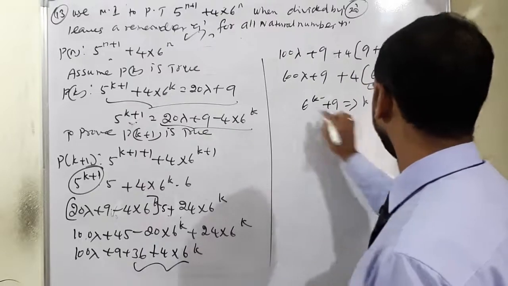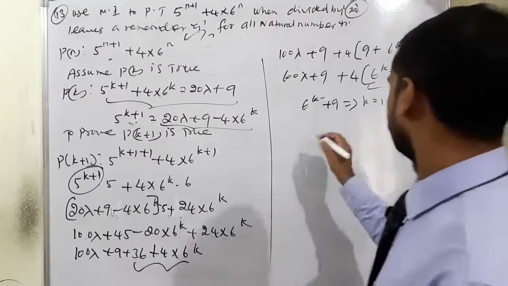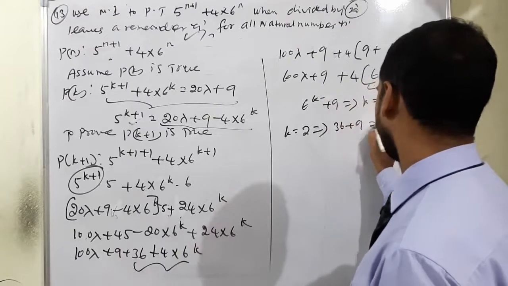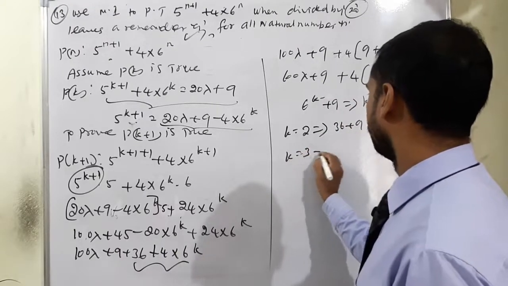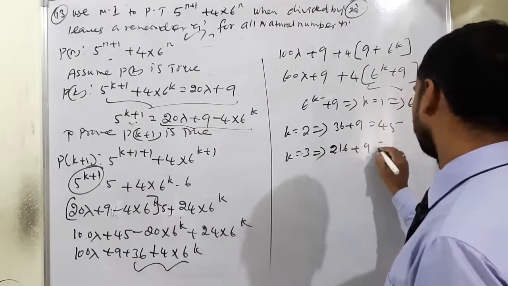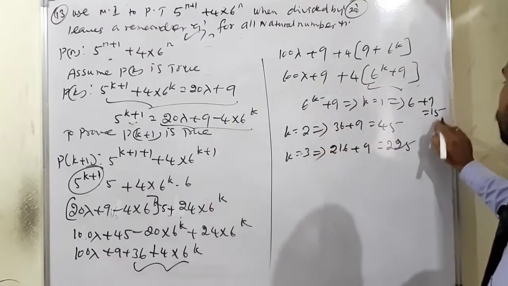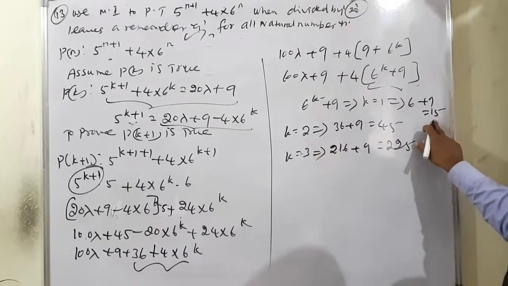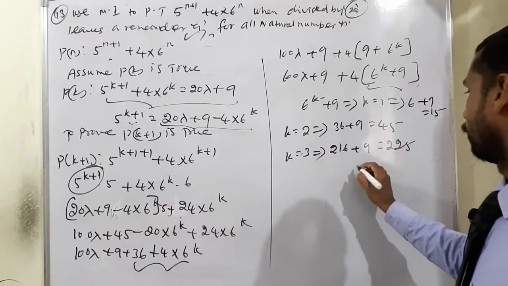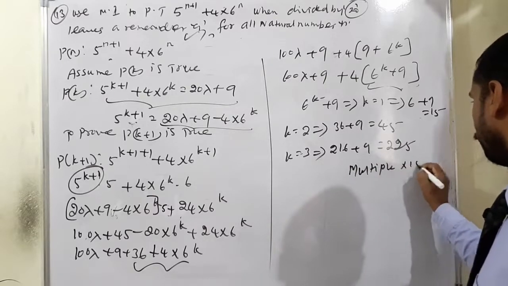If k is equal to 1 means 6 power 1 means 6 plus 9, that is 15. Next one, if k is equal to 2 means 6 square, 36 plus 9 is equal to 45. The next condition, k is equal to 3 means 36 into 6 means 216 plus 9, which is nothing but 225. So what I am saying, from this k value, each and every term is divided by 15: 15, 45 divided by 15 also 3 times, as well as 225 also divided by 15. Therefore, we can say this is a multiple.